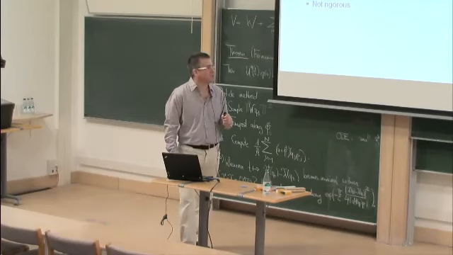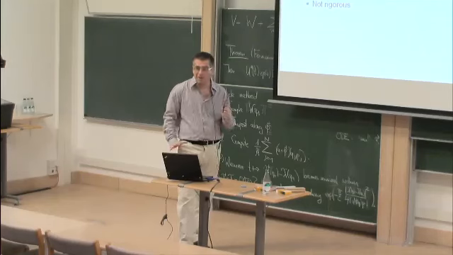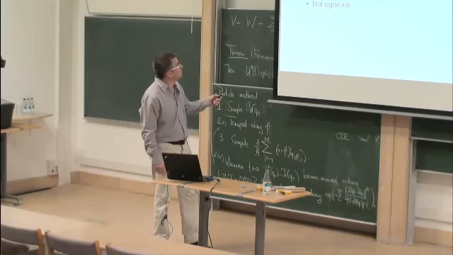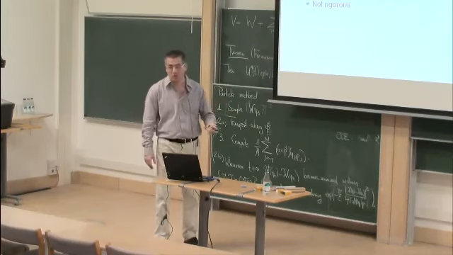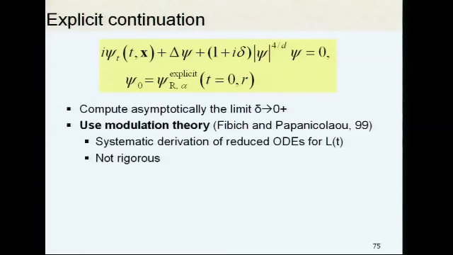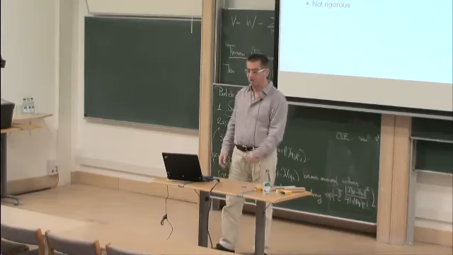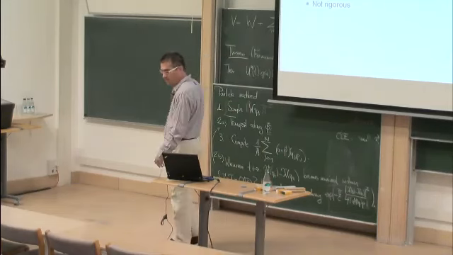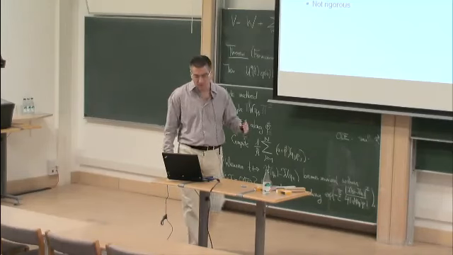So we have done this continuation only in one case. And the case is where the initial condition is again this explicit initial condition. So we take this explicit initial condition, we add this i delta, and we want to compute the limit of the solution. We have global existence for any delta positive. We want to take the limit of delta to 0 and to get the solution beyond the singularity. How do we do it? We use modulation theory. This is based on a systematic derivation of ODEs for the beam width L of t. So it's not a rigorous theory, it's only asymptotic.